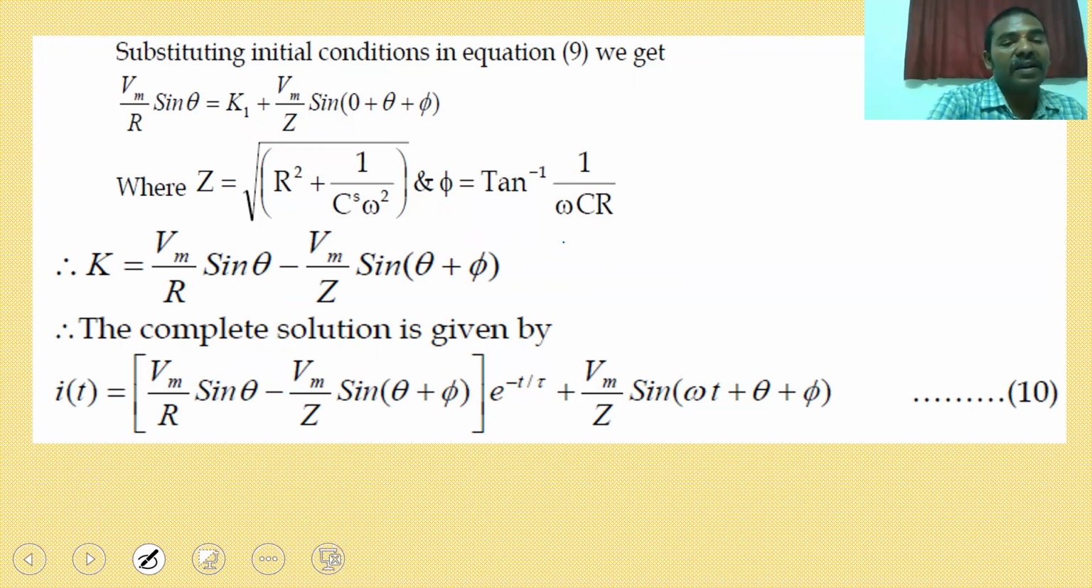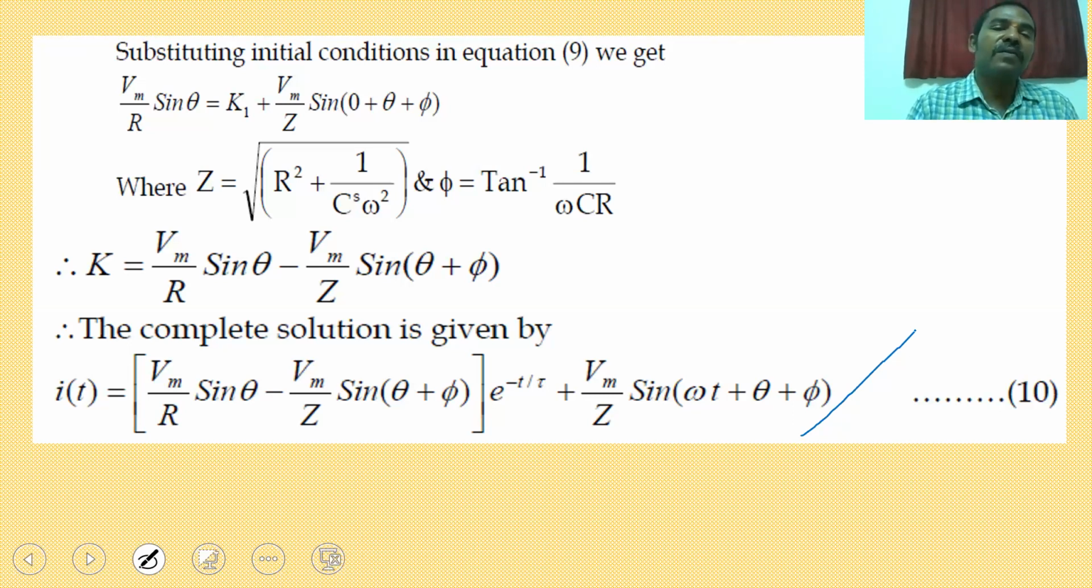So finally, the complete solution: the transient value is Vm by R sin theta minus Vm by Z sin theta plus phi, into e power minus t by tau, and the steady state current is Vm by Z sin omega t plus theta plus phi. That is the overall response. So like this, you have to go for the calculation when a sinusoidal excitation is applied to an RC circuit.